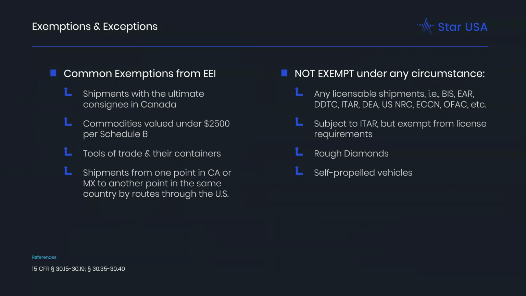If your commodities are valued under $2,500 per Schedule B, then an EEI is not required. If you are shipping tools of trade in their containers, EEI is not required. Trailers, certain types of racks and packaging would not require an EEI filing. And shipments from one point in Canada or Mexico to another point in the same country by routes through the US. So if it routes through the US temporarily as it's being shipped elsewhere within that same country, this would not count.